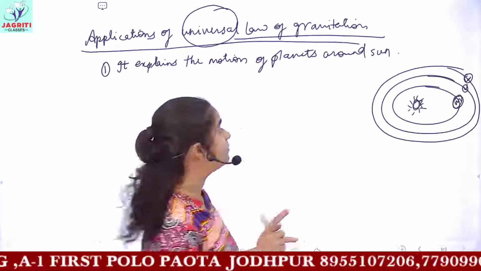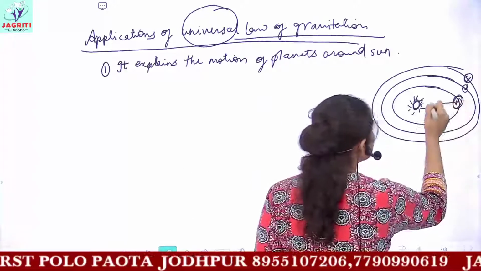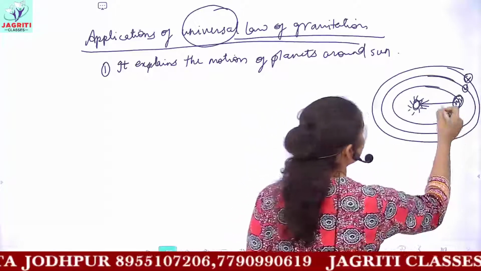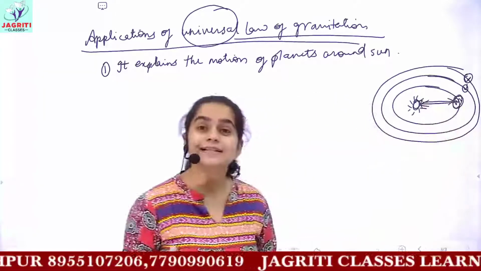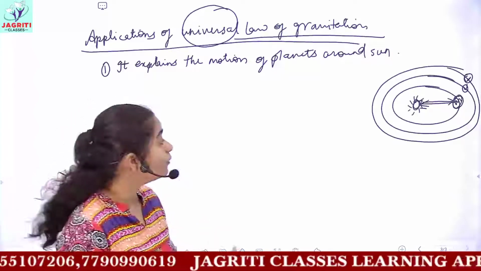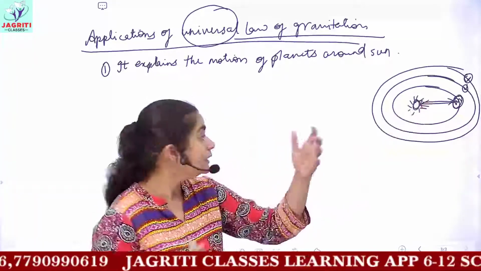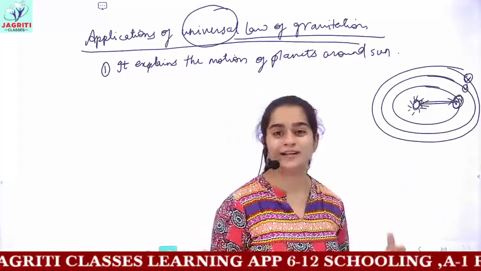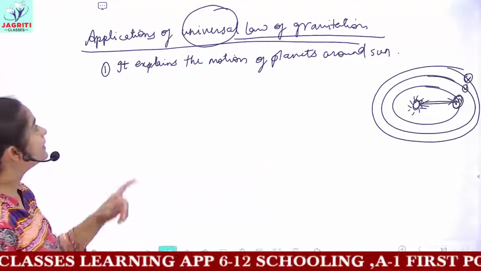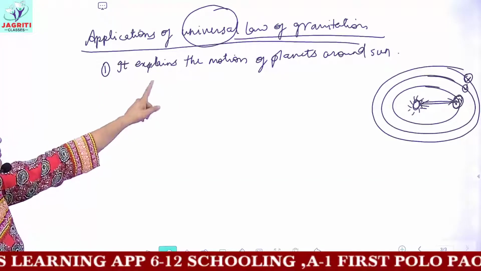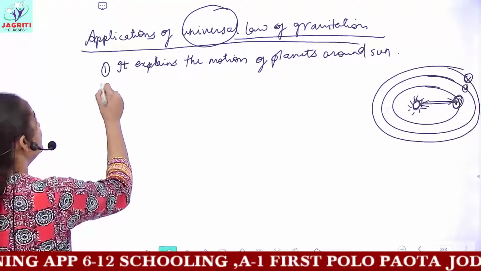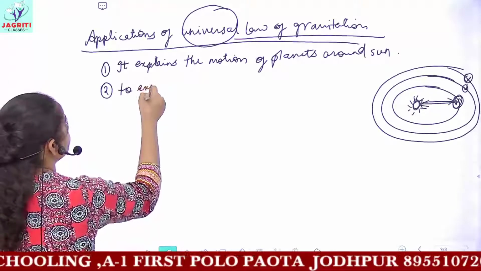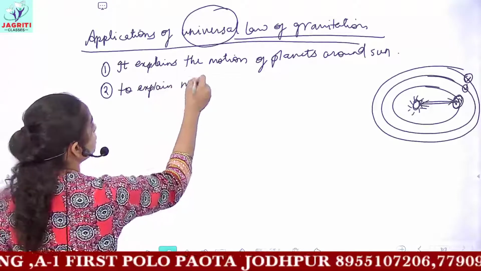Because of this gravitational force, the sun pulls Mercury towards itself, and Mercury also exerts a gravitational force by which it pulls the sun towards itself. And as a result of the different magnitudes of these forces, Mercury revolves in a fixed path around the sun. So you should know that this universal law of gravitation is able to explain the motion of planets around the sun. Then it is also helpful to explain the motion of the moon around the earth.